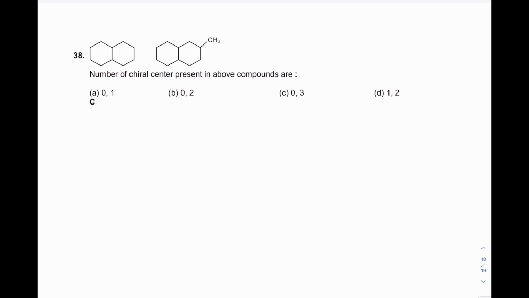38. Number of chiral centers present. These two carbons are not chiral because both sides are identical. But in the second one, both sides are not identical. This one is chiral, this one is chiral, and this one is chiral. This side is CH2, CH2, this side is CH2, this side is different. And the bottom carbon, CH2, CH2, CH2, CH2, CH2. Here, CH2, CH2, CH. So, 1, 2, 3. It is 0 and 3.